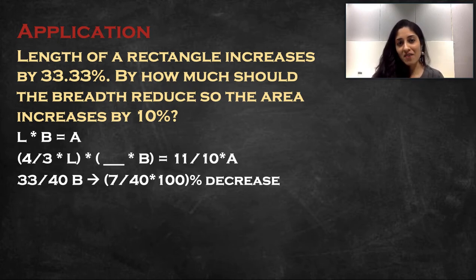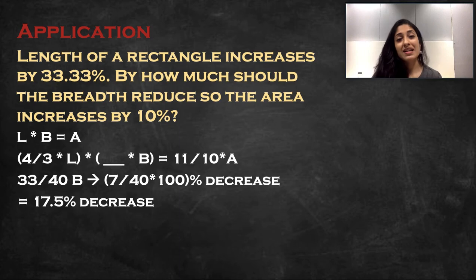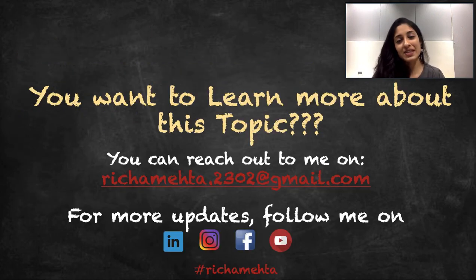Now 33 by 40 is actually 7 by 40 lesser than the original. How I can understand this is by comparing B and 33 by 40th of B. If I take the difference, 1 minus 33 by 40 gives you 7 by 40 less. So 7 by 40 into 100 gives you its percentage equivalent as 17.5%. So this was the application of percentage increase and decrease.